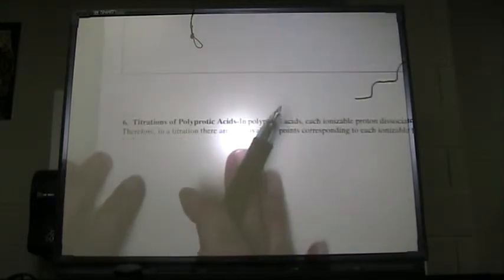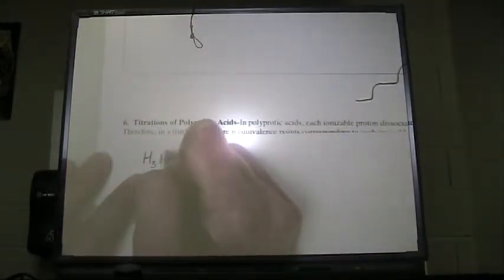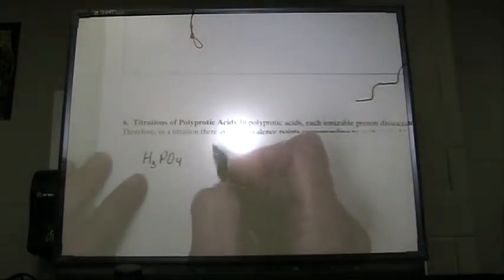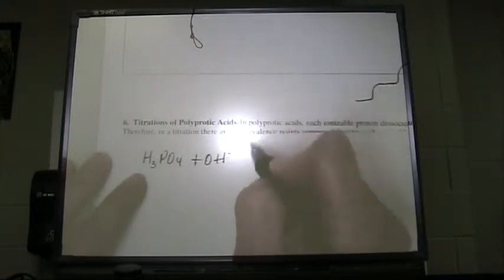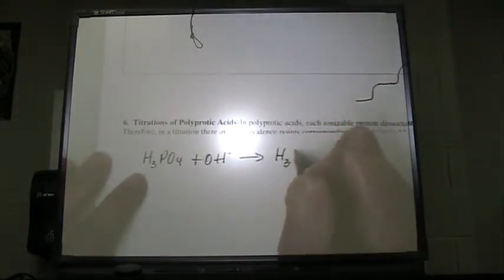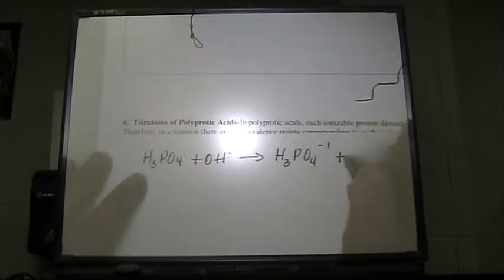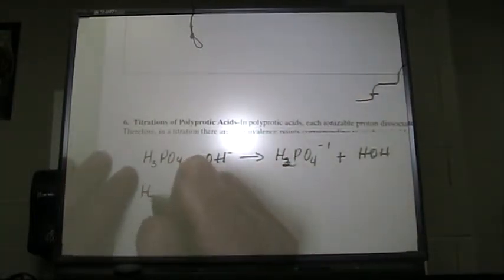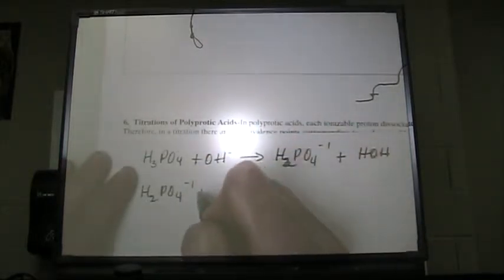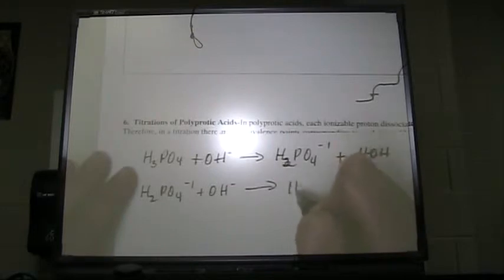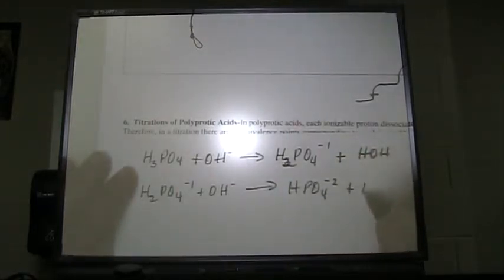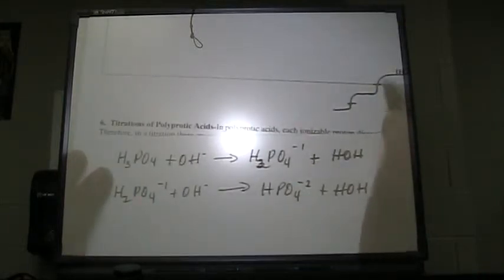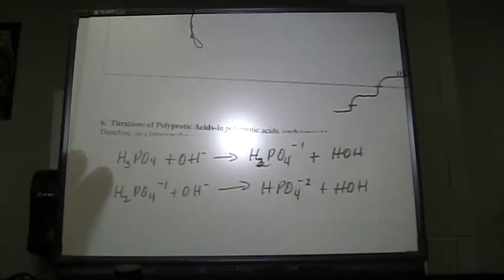So let's just look, first of all, at phosphoric acid. Phosphoric acid, when titrated with a strong base, will give you this. It has its own curve with its own equivalence point right there. Then, if you continue the titration, the next thing you're going to get is this. And it will have its own equivalence point. And so forth and so on.